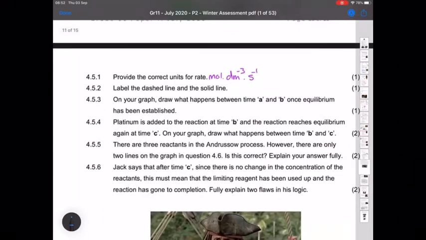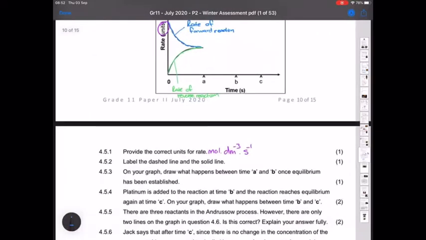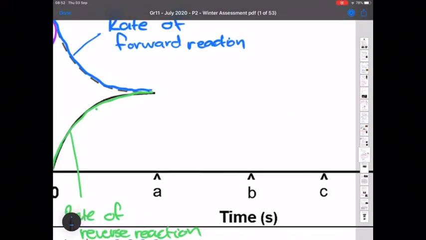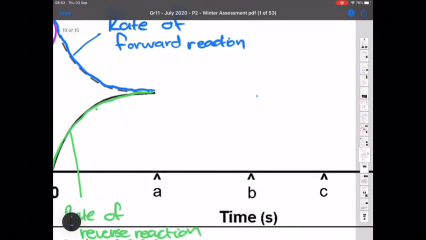Then you need to read what's going to happen. On your graph, draw what happens between time A and B once equilibrium has been established. If equilibrium has been established, according to your definition of chemical equilibrium, the rate of the forward reaction will equal the rate of the reverse reaction. They're going to occur at the same rate. So if they are now occurring at a constant rate, they're going to continue from A to B at the same rate. So you just need to draw a flat horizontal line for both of them. And the lines are actually going to be on top of each other because the rates are equal. So that's what happens between time A and B.